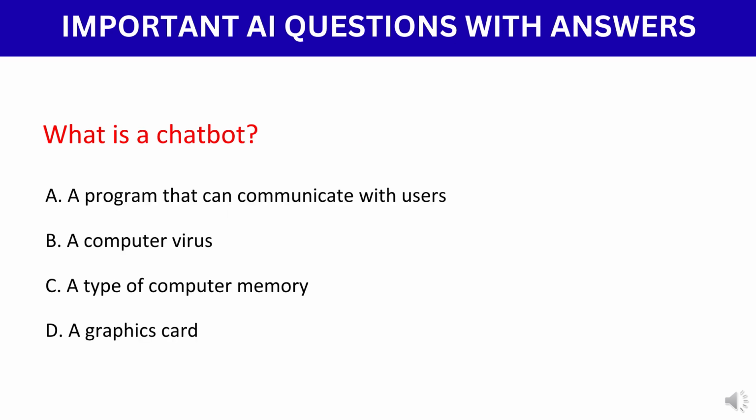Question number 14. What is a chatbot? Option A, a program that can communicate with users. Option B, a computer virus. Option C, a type of computer memory. Option D, a graphics card. The correct answer is option A, a program that can communicate with users. Chatbots use predefined rules or artificial intelligence to communicate with people through text or voice.